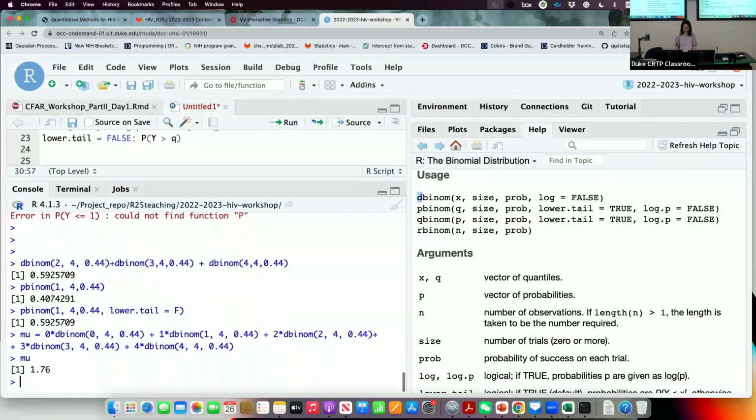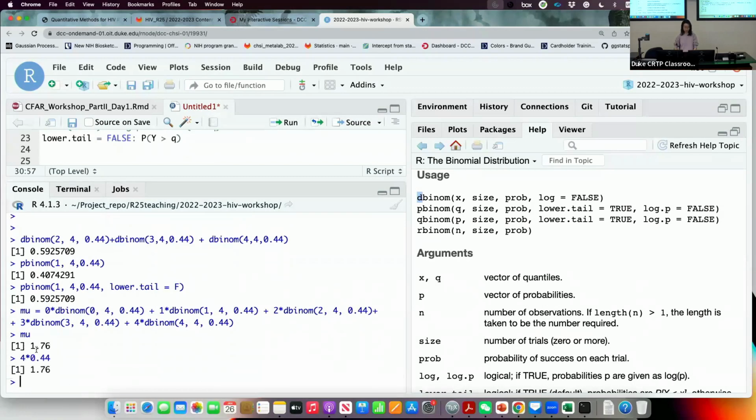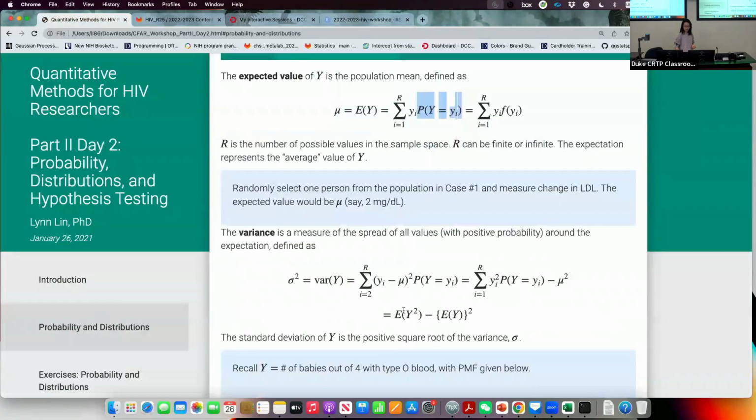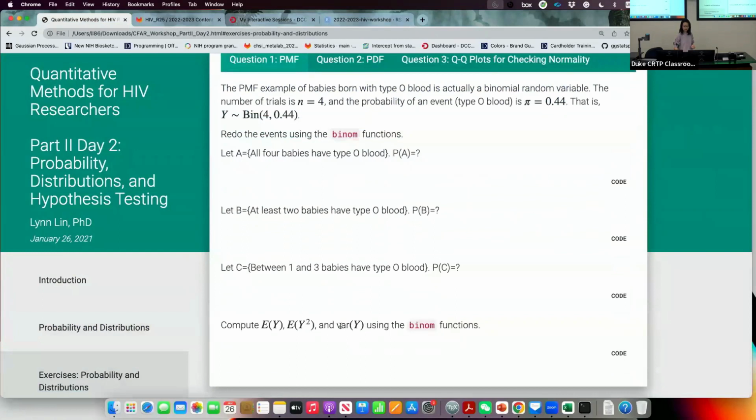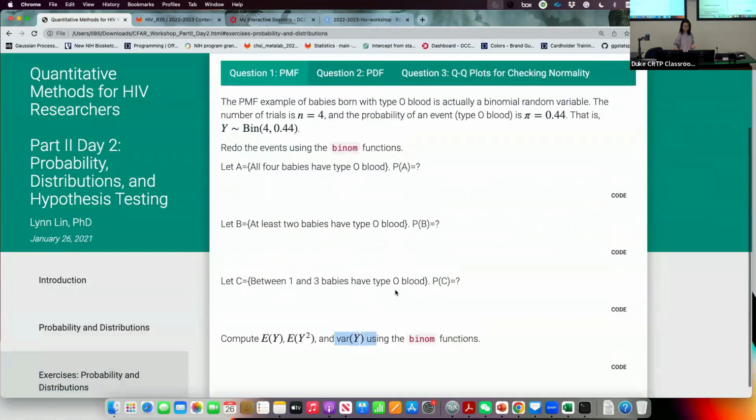And if you look at this mu, this is 1.76. If you compare this with the theoretical value, which is the number of trials times the success rate, they are equal, 1.76. So similarly, you can take the square of each of these values and compute this expected value of y squared, and then I derive the variance.